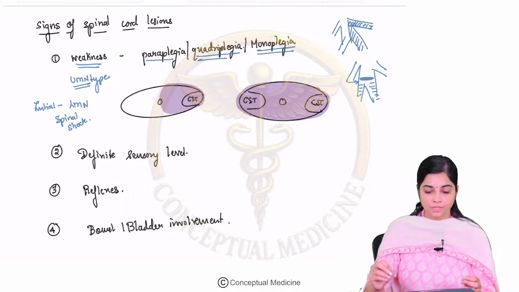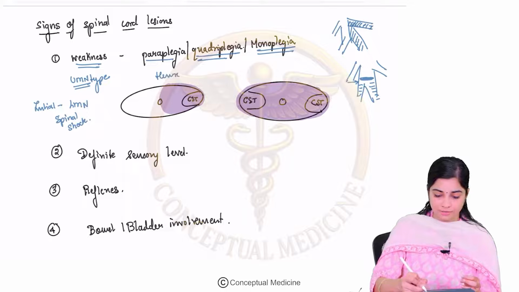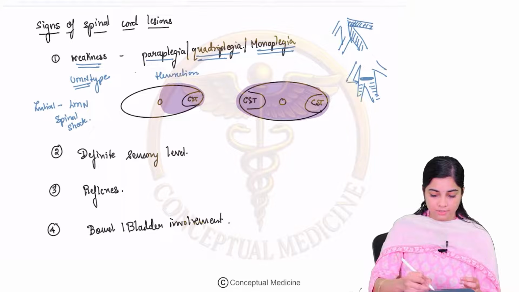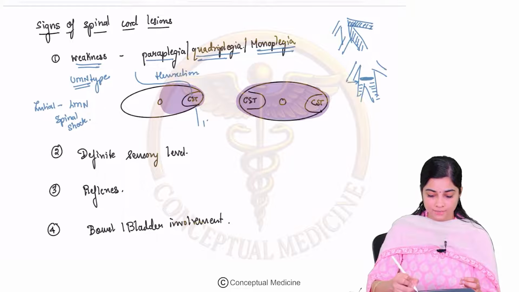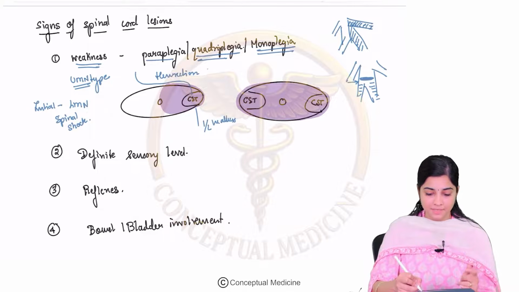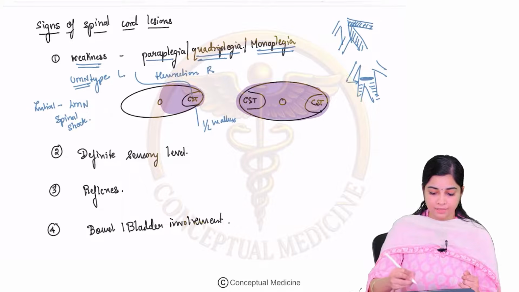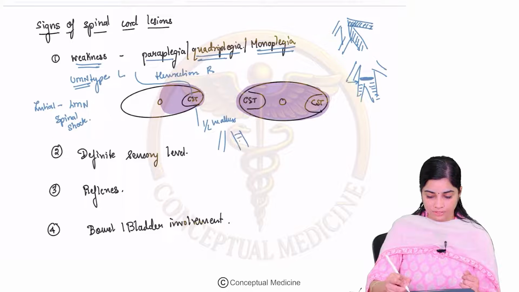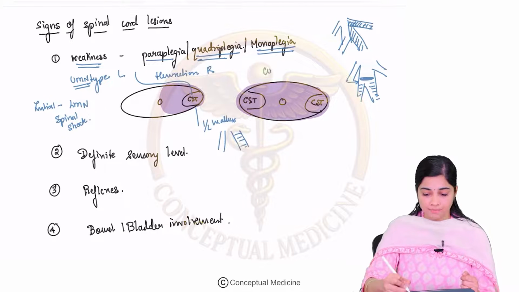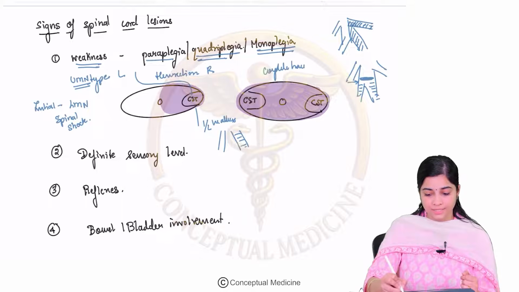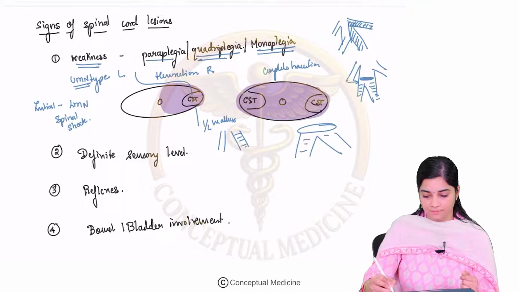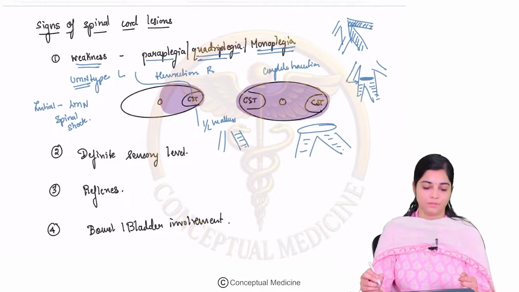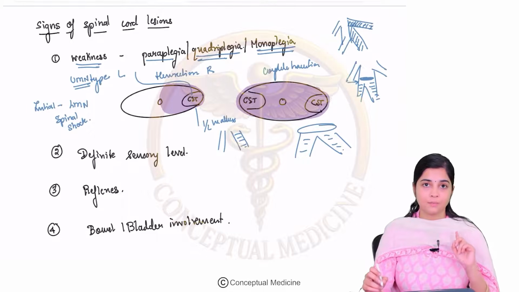Now, if there is a hemisection of the spinal cord, we already have the crossed fibers of the corticospinal tract, so it will cause ipsilateral weakness. If there is a hemisection of the spinal cord on the right side, it will cause a right monoplegia. If there is a complete transection of the spinal cord, then it is going to cause paraplegia. Okay, clear. Now this is about the weakness.